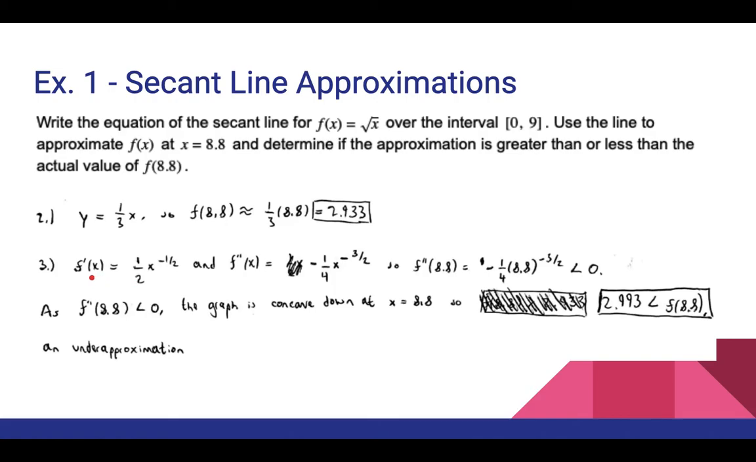Excuse me, I just had a brain fart there. We're going to need the second derivative. Our first derivative of our square root function is going to be 1/2 x to the negative 1/2, and then the second derivative will be negative 1/4 x to the negative 3/2.